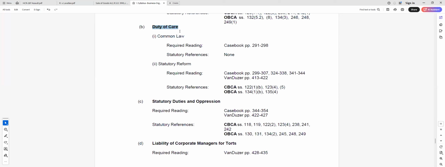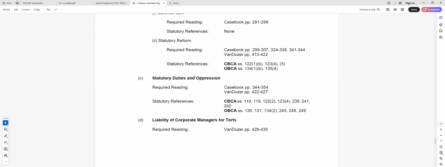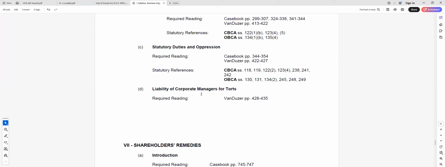They have a certain duty of care that they have to follow. Wherever the fiduciary duty is put upon anyone in any role, their duty of care automatically kicks in. So that also we'll see. Then statutory duties and operation liability of corporate managers for tort. So this is in connection with the other chapter, where we see what their liability is in tort. So we'll do that.